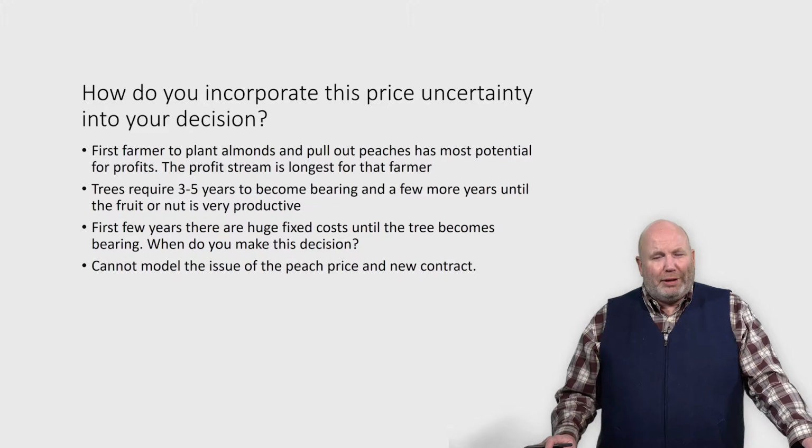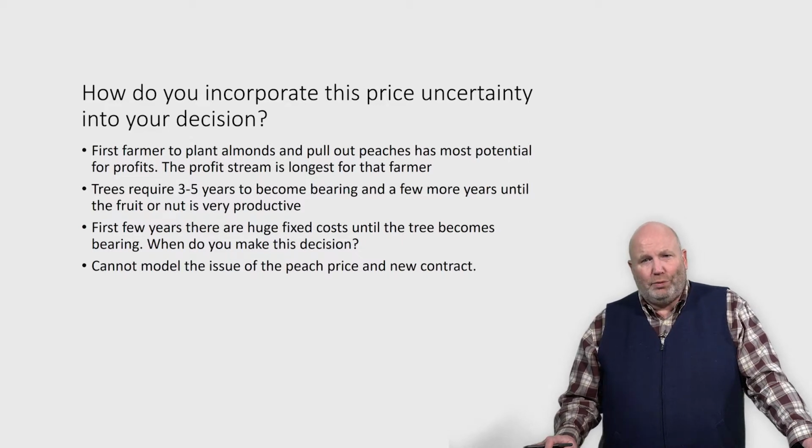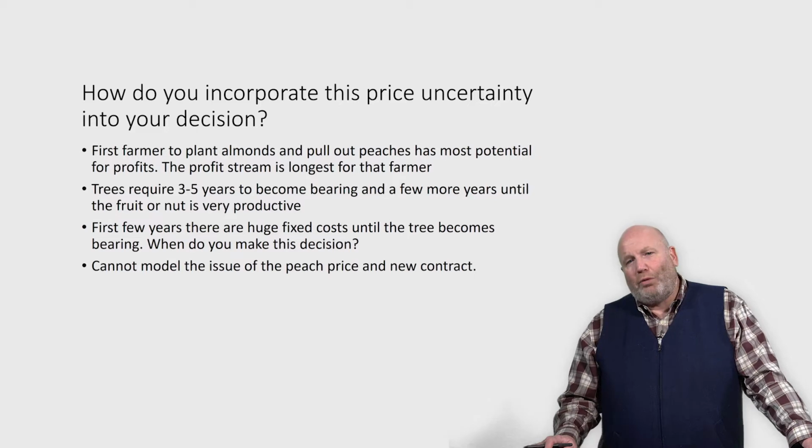So, how do we think about price uncertainty? First, the first farmer who plants almonds and pulls out peaches has the most potential for profits. The profit stream is longest for that farmer. I think we can understand that. Their nut crops will bear nuts quicker than farmers who waited. Trees require 3 to 5 years to become bearing. There's a huge fixed cost the first couple of years. And the farmers who did this in 2005, 2006, 2007 are reaping the benefits now, 10 years later.